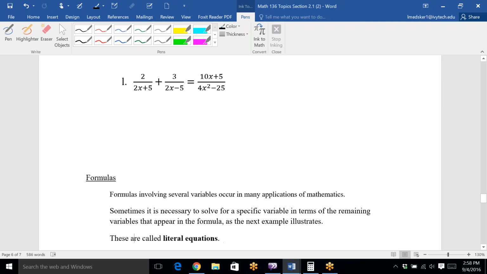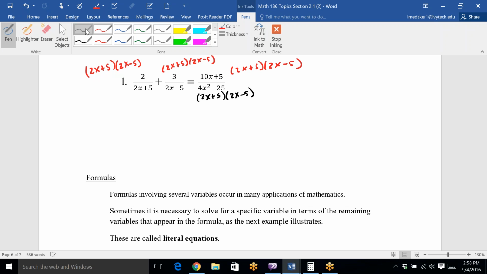Okay, the last one in this piece is the L version. So this one has factors of 2x plus 5 and 2x minus 5 because it's perfect squares. We would multiply everything by those. So I'm just going to write it up here again. 2x plus 5, 2x minus 5, and 2x plus 5, 2x minus 5 for time's sake.